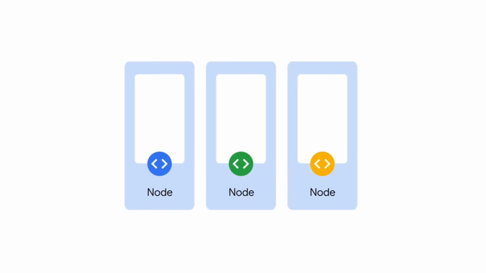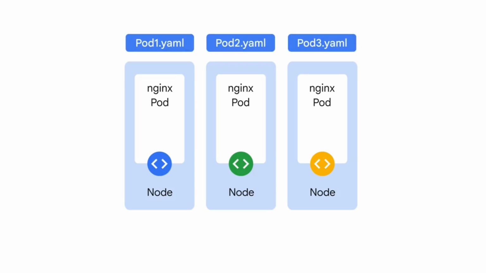Now, let's go back to our example. One way to create 3 Nginx web servers is by declaring 3 pod objects, each with its own section of YAML. In Kubernetes, a workload is spread evenly across available nodes by default. So how do you tell Kubernetes to maintain the desired state of 3 Nginx containers?